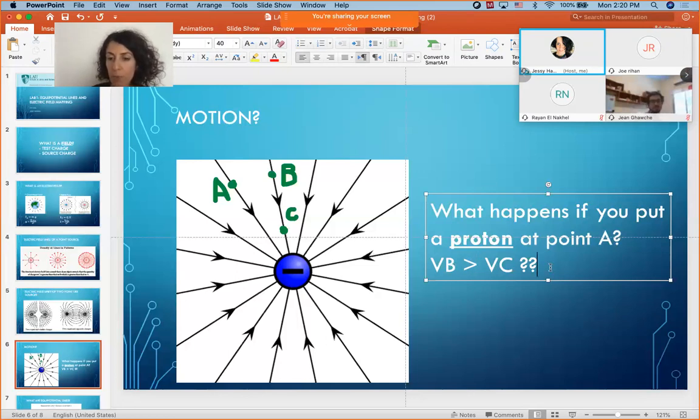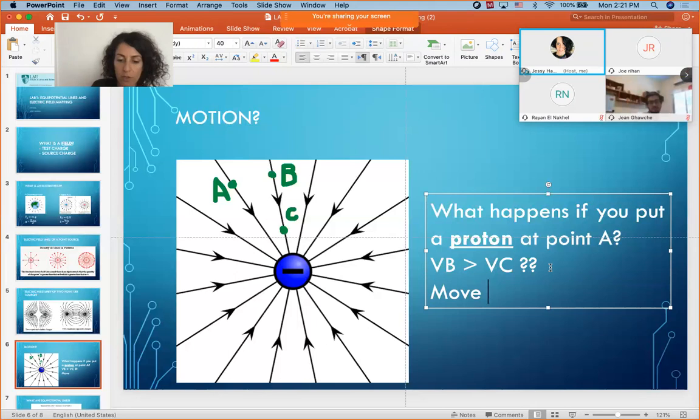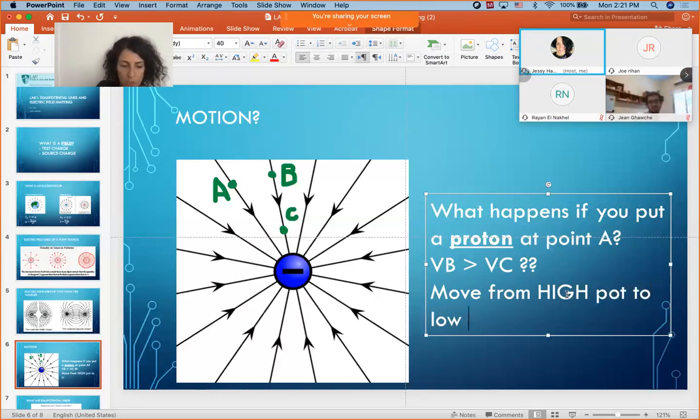Now the question is, the proton will move from high potential to low potential or low potential to high potential? In this case, from high to low. The proton always moves from high potential to low potential. Some students would say towards the positive, towards the negative, I mean. You can see it: low potential and high potential. So we all agree on the fact that potential at B is bigger than potential at C, or at least B and C have different potential.